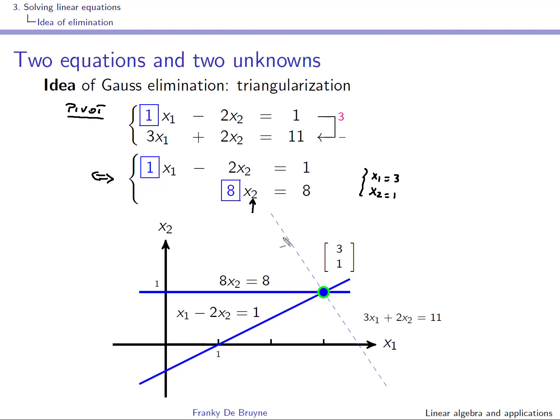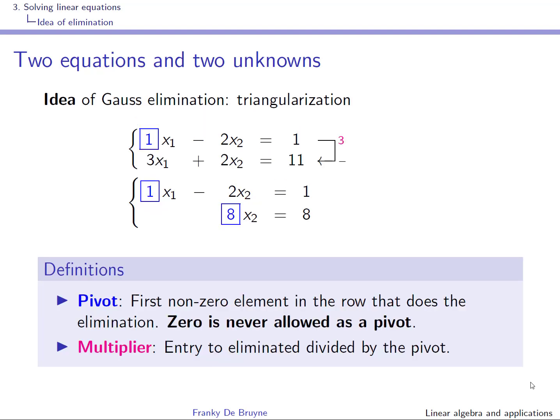We can also look at the geometrical interpretation. The first line remains unchanged, and the second line has been replaced by this horizontal line. So this is a very systematic way to solve a system of equations.